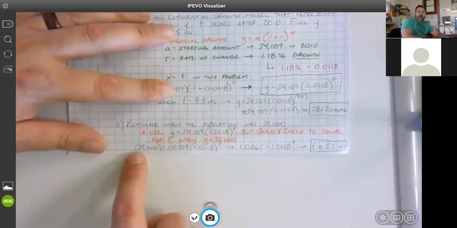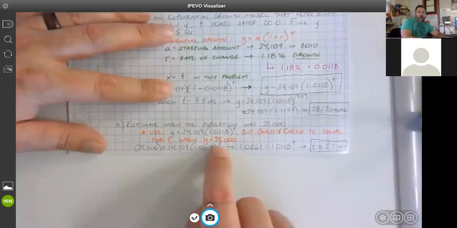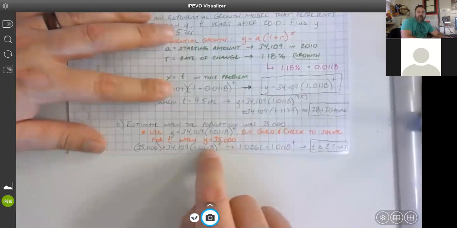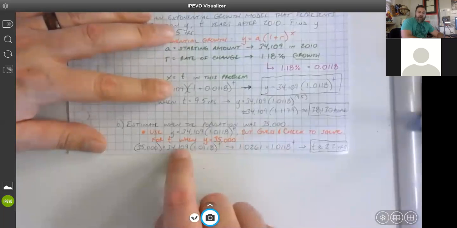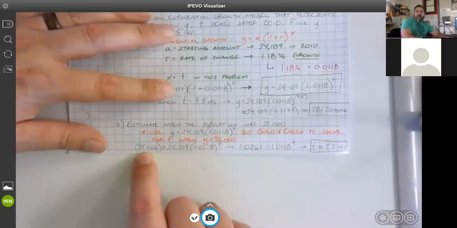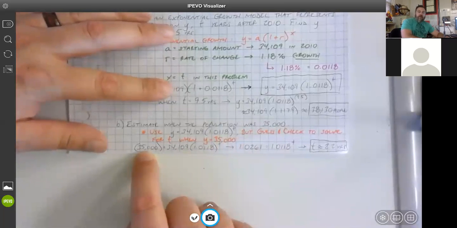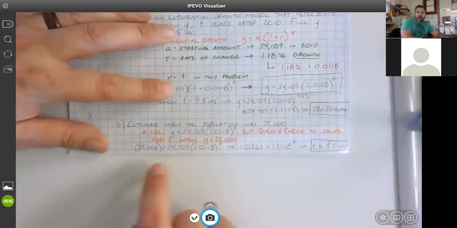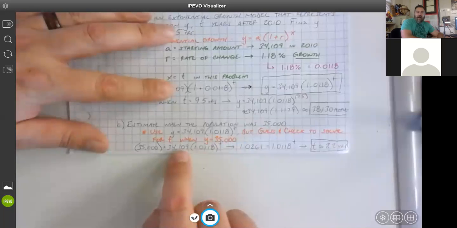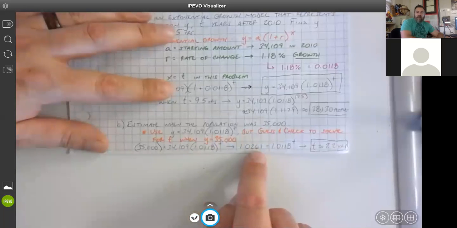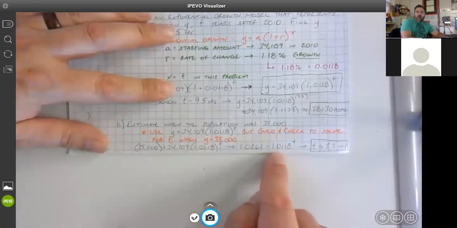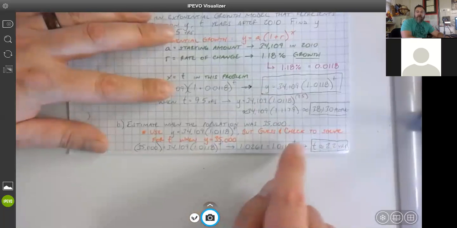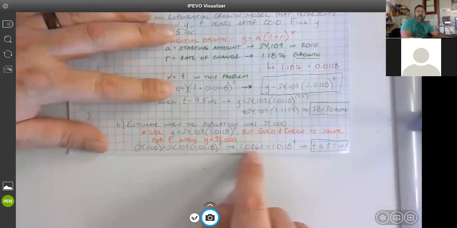So what I could do here is just start plugging in numbers for T randomly and do that exponent, then multiply by 34,109, and try to get to 35,000. That's a long way. What I could also do is divide by this 34,109 over here because it's multiplying by this. I could divide it, and that would get me to this point. Now I could just do 1.0118 to random exponent values until it matches this decimal.